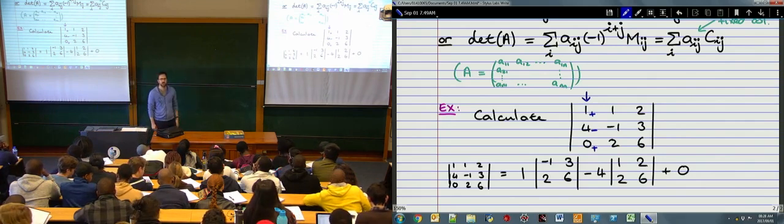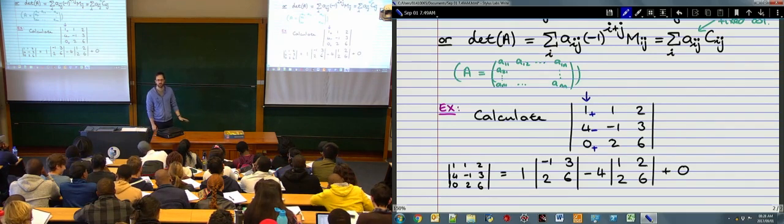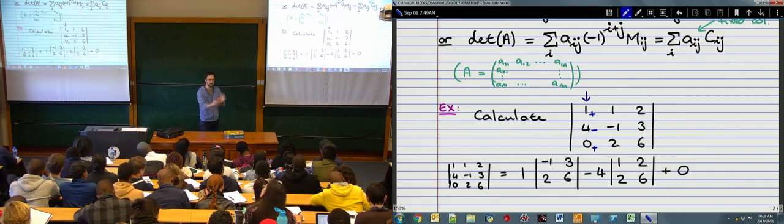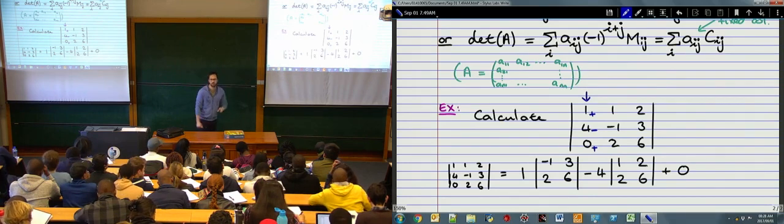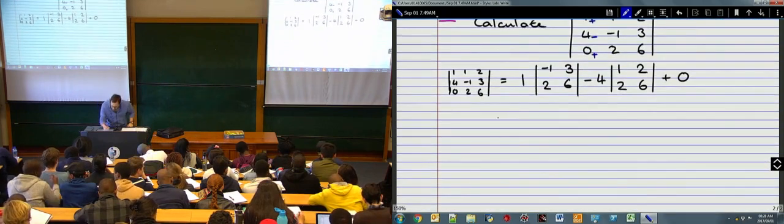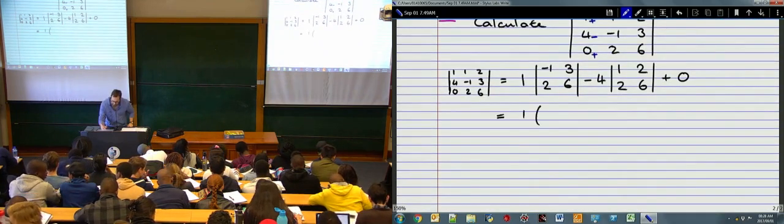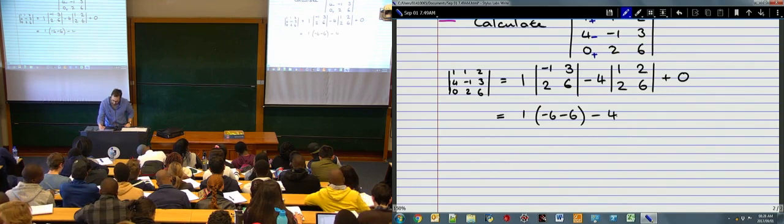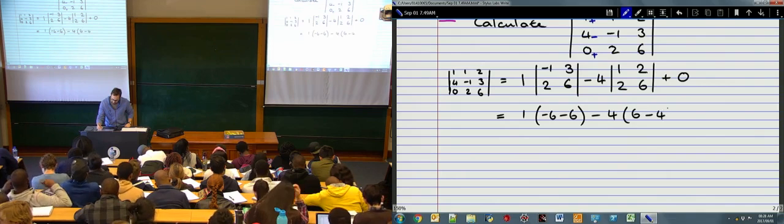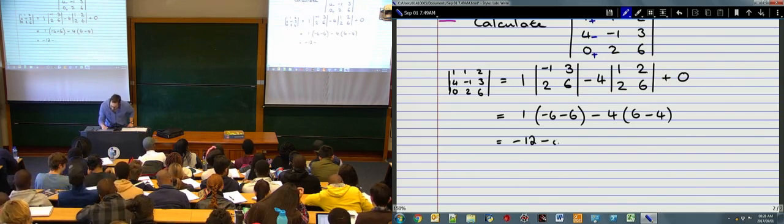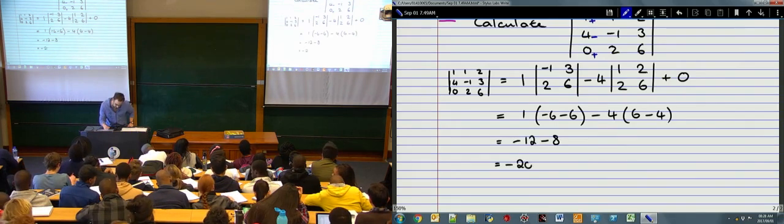It's going to be 0 multiplied by a minor, but we know that 0 multiplied by anything gives you 0. So this is part of the reason why we wanted to do the expansion along a row or a column which has zeros in it, because it means that part of the computation is simplified. So what we have now is 1 times negative 6 minus 6, minus 4 times 1 times 6, 6 minus 4. So that will be negative 12 minus 8. That's negative 20.